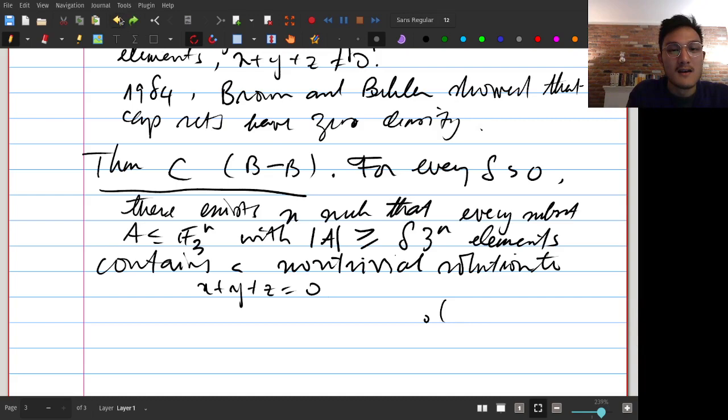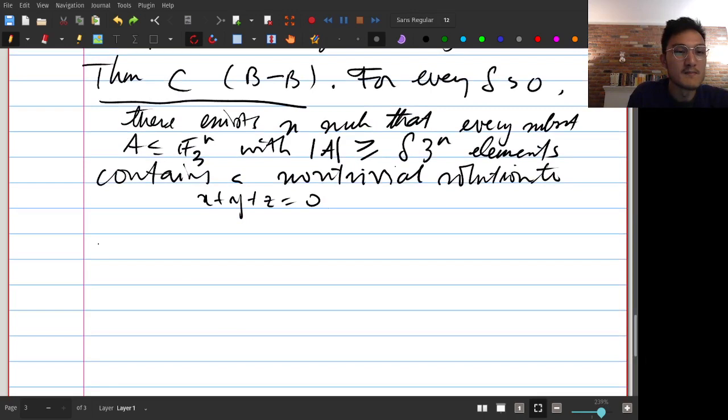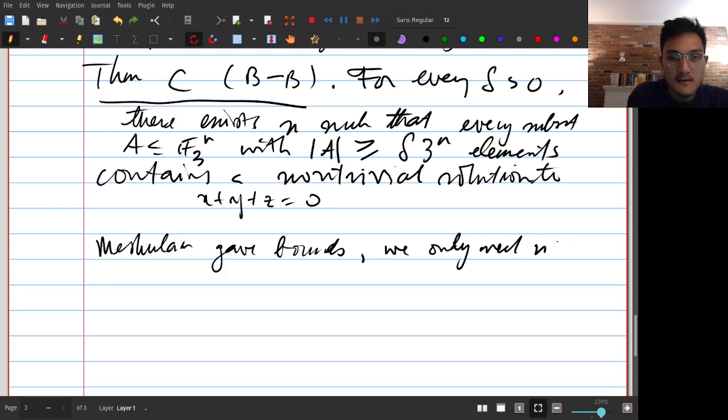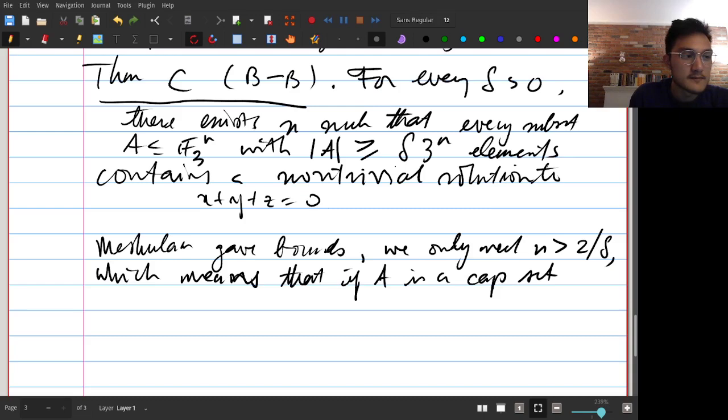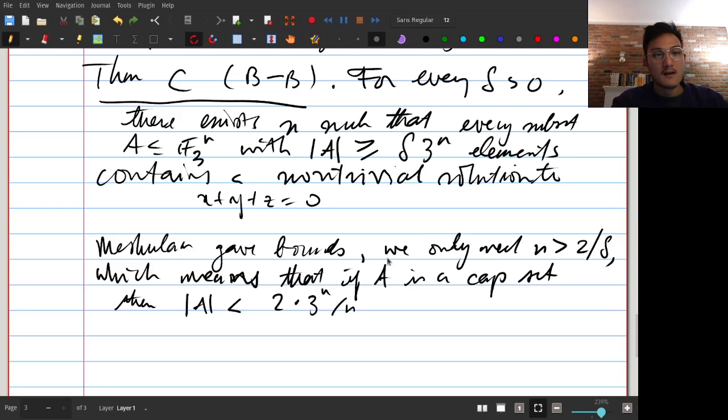So later on, Meshulam gave bounds. Meshulam showed that we only need n to be greater than 2 over delta, which means that if A is a cap set, then the size of A is less than 2 times 3 to the n over n. That's just flipping this around, since delta is 2 over n. So this is a strengthening, because we wanted to say it was small o of 3 to the n, and this is certainly small o of 3 to the n, with a division by n.